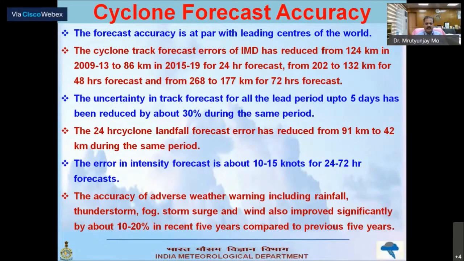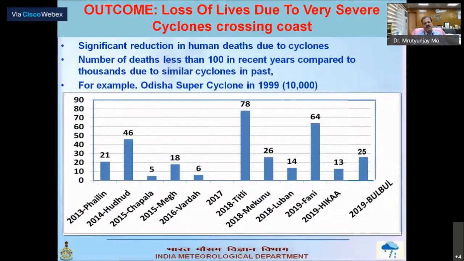So it is to just show you how many people have died in recent years. If you compare, you will see that in different cyclones which have crossed the Indian coast, the number of deaths has never exceeded 100. It is limited within 100.